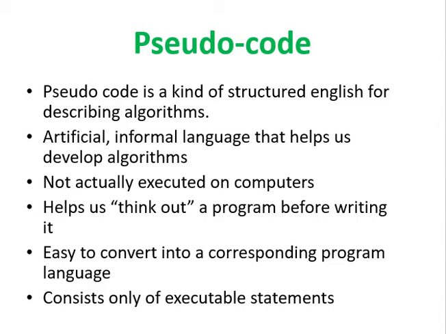It helps us to think out a program before writing it. It is very easy to convert into the corresponding programming language, and it also consists of different executable statements. In other words, we say it is an artificial or informal language that helps us to develop the algorithm. It's also a kind of structured English for describing the algorithm.